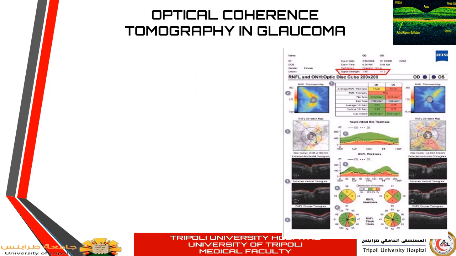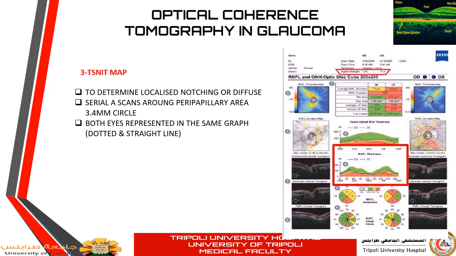Now the next map, which is the TISNet map. I should remind you here now that we have the ISNT rule and we have the TISNet map. The ISNT rule says that the thickness of the neuroretinal rim is maximum in the inferior and the superior part. That's I for the inferior, followed by the S superior, followed by the nasal, followed by the temporal. The ISNT rule is important when we study the deviation map of the neuroretinal rim, the map above this one.